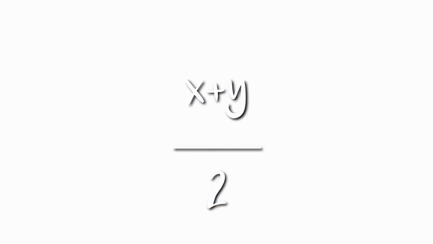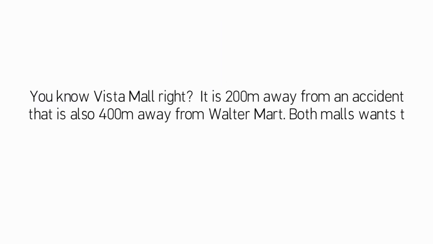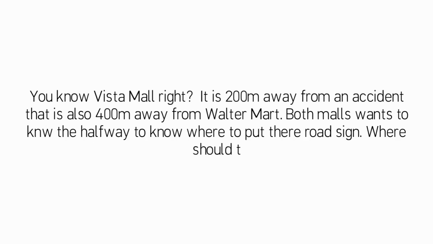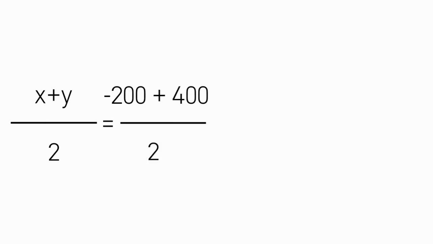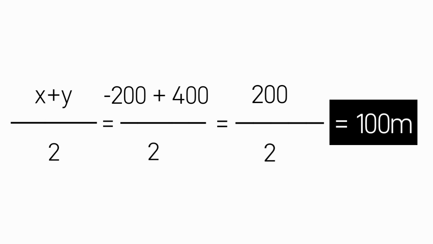Okay, I'll give an easy example. You know Vista Mall, right? It is 200 meters away from an accident that is also 400 meters away from Walter Mart. Both malls want to know the halfway point to know where to put the road sign. Where should the road sign be? x plus y over 2 is equal to negative 200 plus 400 over 2 is equal to 200 divided by 2 is equal to 100 meters.